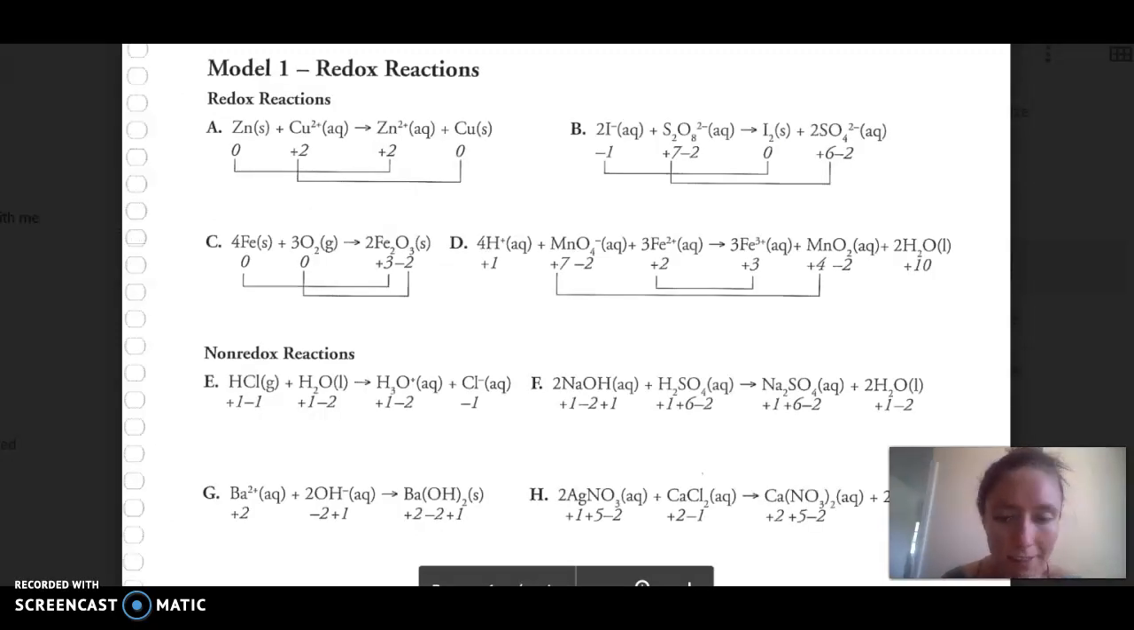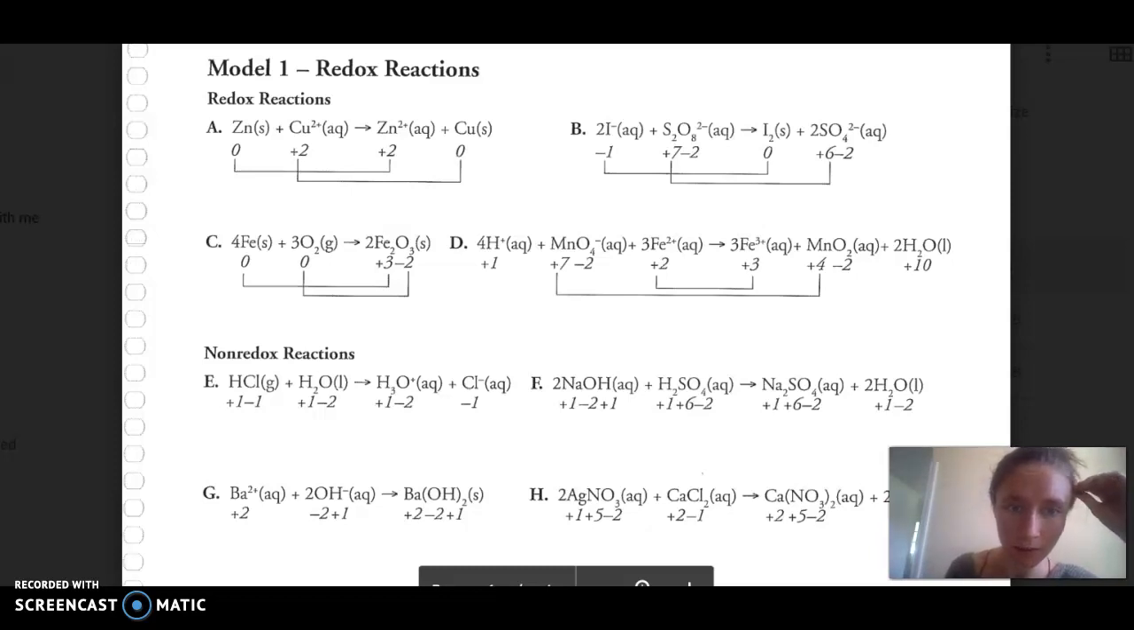So why does this whole thing matter, assigning oxidation numbers? It matters because ultimately you're trying to figure out what kind of reaction you have, whether it's a redox reaction or not. Because if it's a redox reaction, you could theoretically produce electricity from it, whereas non-redox reactions you can't, so it means something if it is.